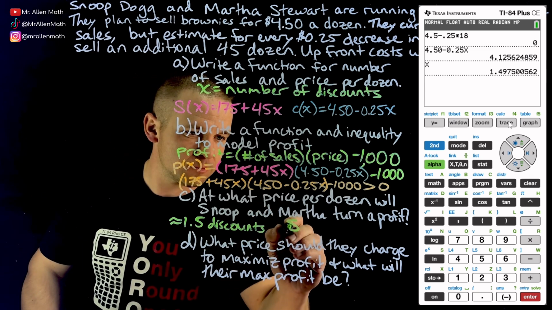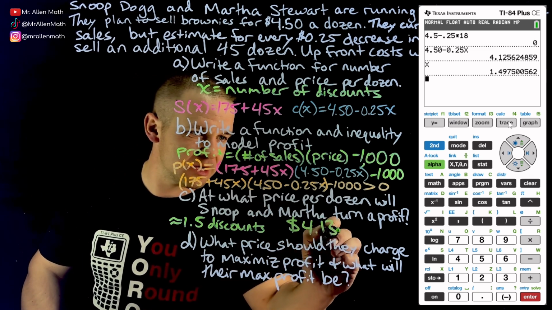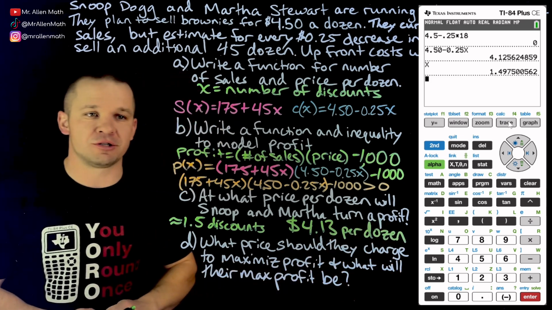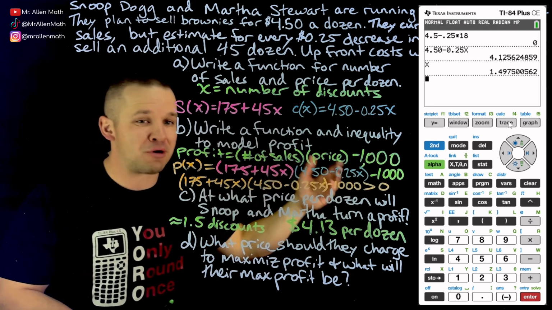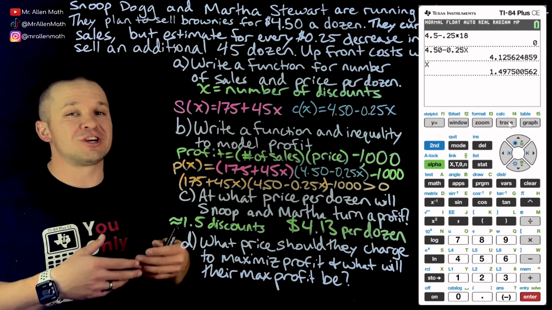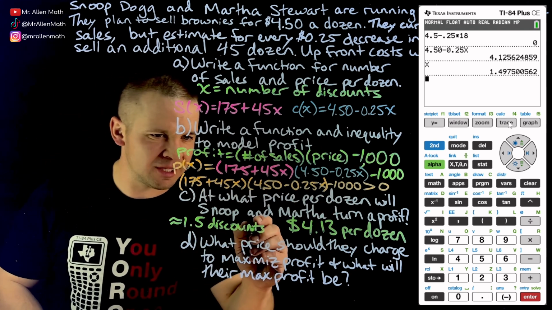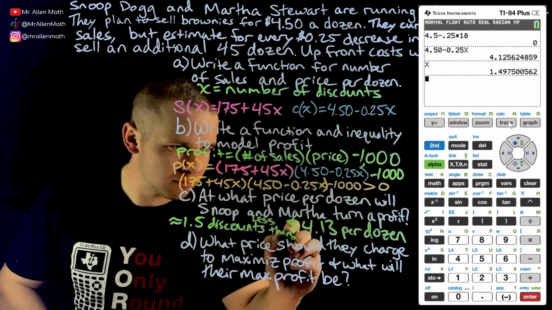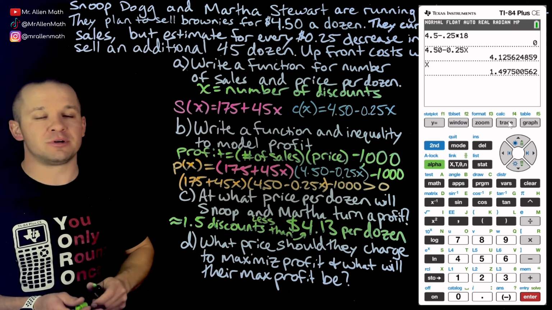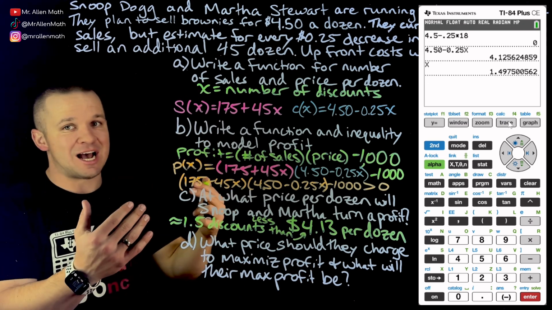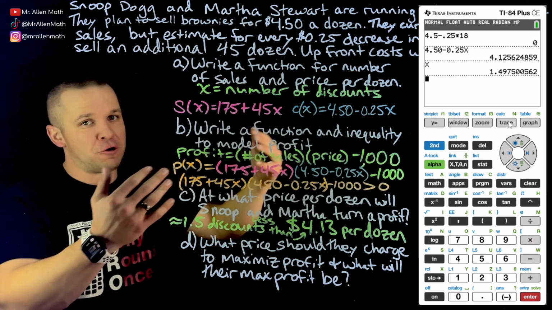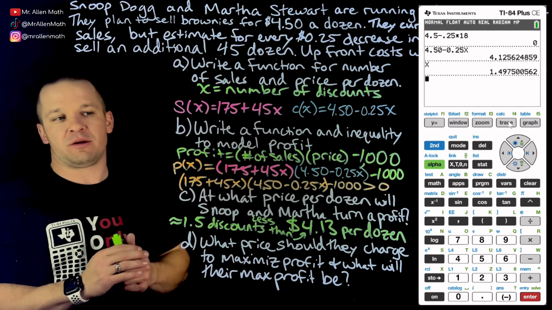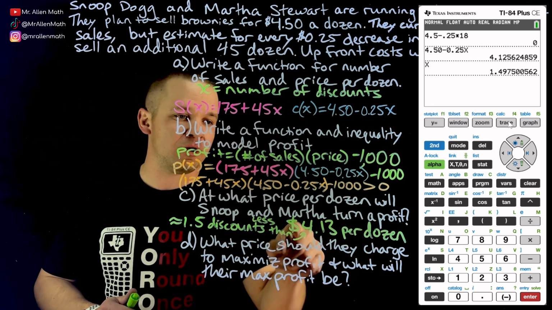So $4.13 per dozen. That's what they should be charging to start turning a profit, right? So they need to charge less than, okay? So let's actually put that there. Less than $4.13 per dozen, right? I got to discount it at least that. I'd start at break even, and then $4.10, I'm making money. $4, I'm making money. $3.95, I'm making more money, right? So that's really the break even point, $4.13.